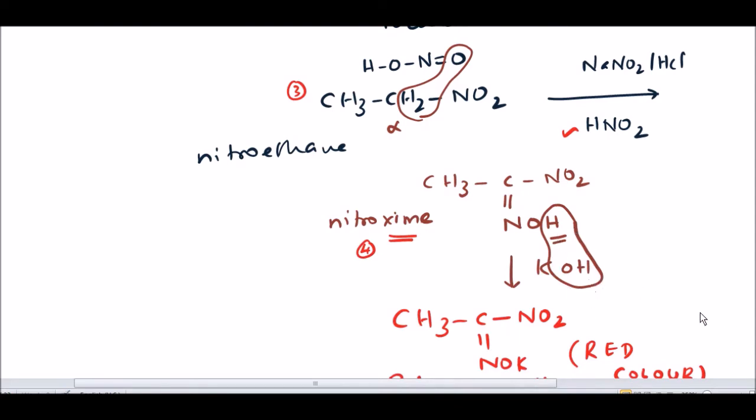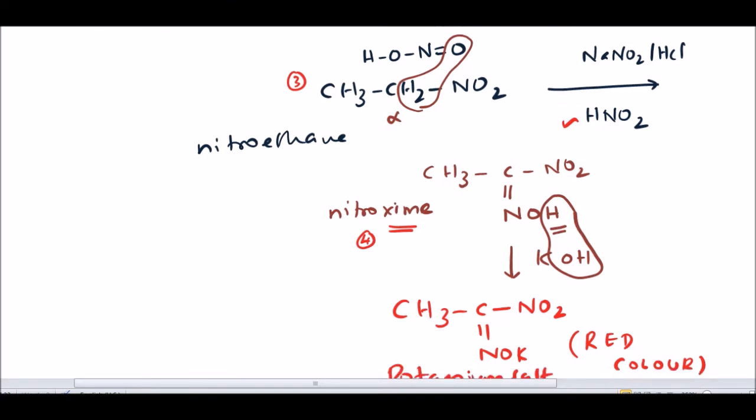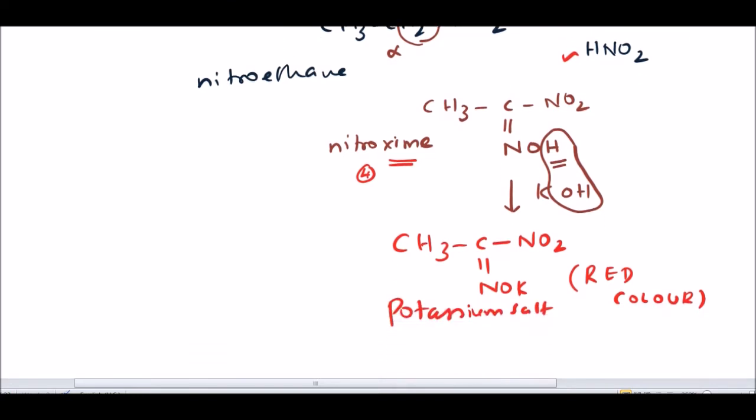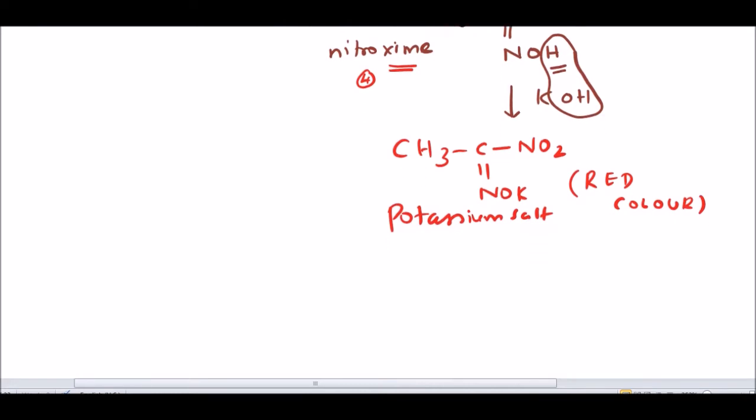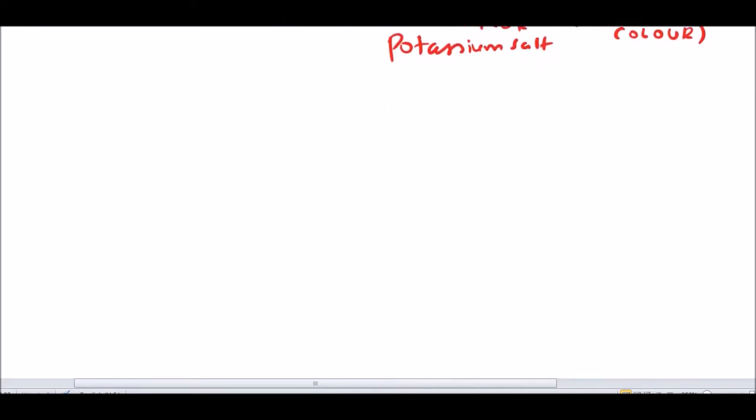And in the final stage, in the fourth step, the nitroxime obtained should be treated with the KOH, where the H is combining with OH to form H2O. At the end, we are getting the red color. The red color compound clearly indicates the presence of primary type alcohol. So thus primary alcohol is giving one particular color.